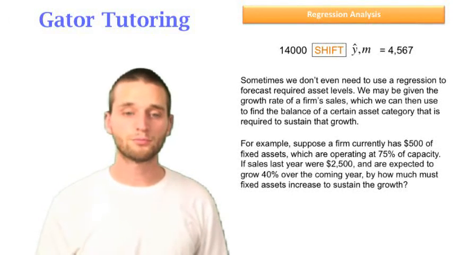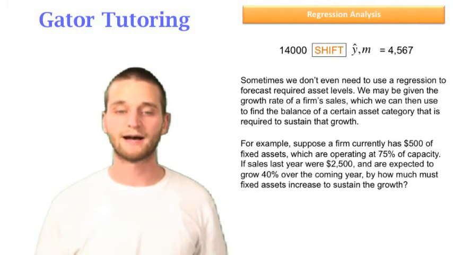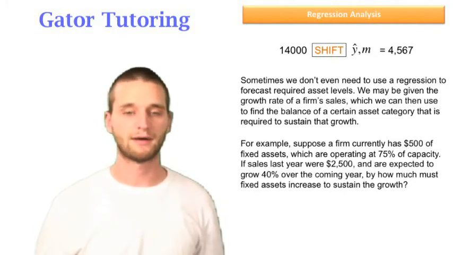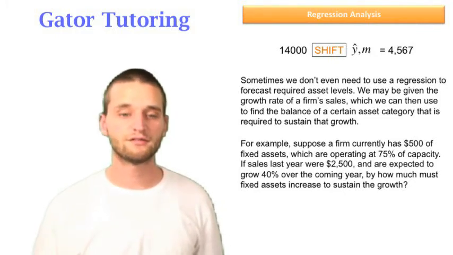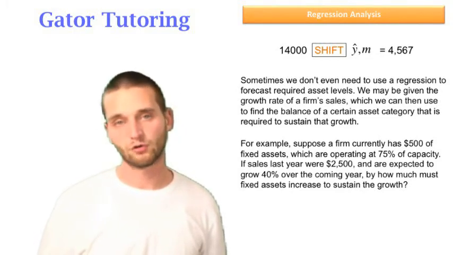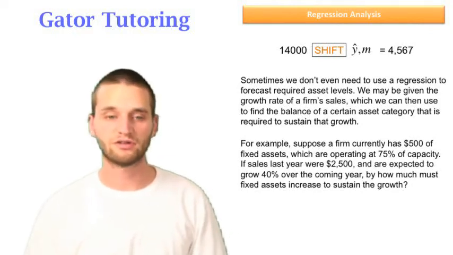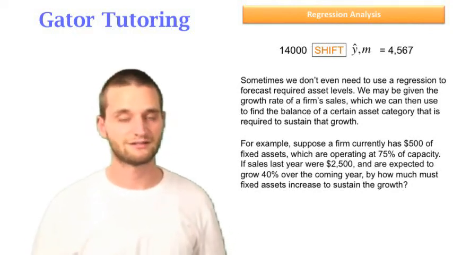So for example, suppose a firm currently has $500 of fixed assets, which are operating at 75% of capacity. If sales last year were $2,500 and are expected to grow 40% over the coming year, by how much must fixed assets increase to sustain the growth?